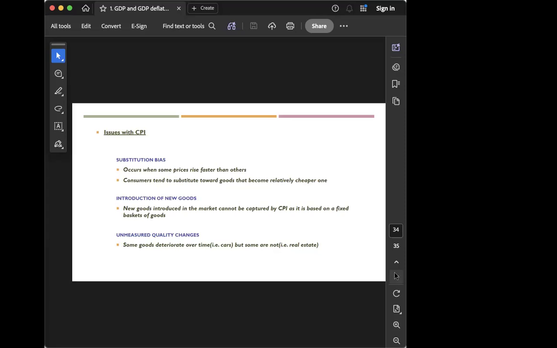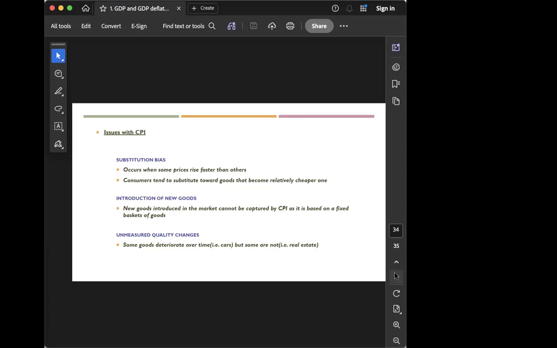The second issue is the introduction of new goods. When new goods enter the market over time, CPI is based on a fixed basket, which means it may not immediately capture how new goods improve consumer choices or change the cost of living.